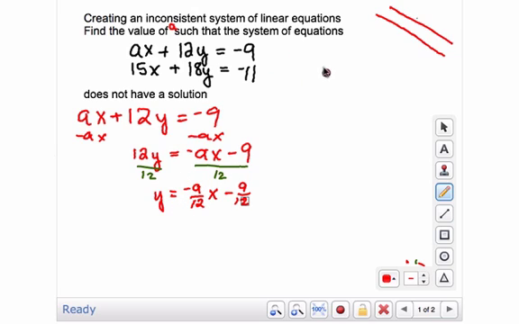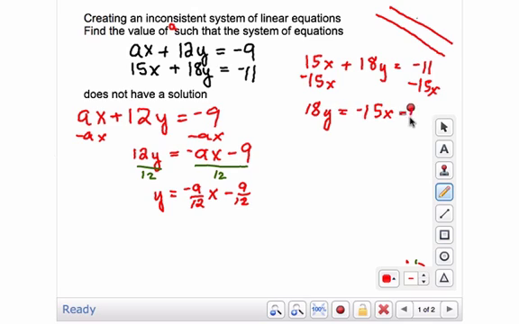Now you're going to do the same thing over here for the second equation. You're going to solve this for y, so we're going to subtract 15x from both sides. So rewrite this as 18y equals negative 15x minus 11. Right, we just put that term first. And then divide everything by 18, and you're going to distribute that, so it gives you negative 15 over 18 x minus 11 over 18.